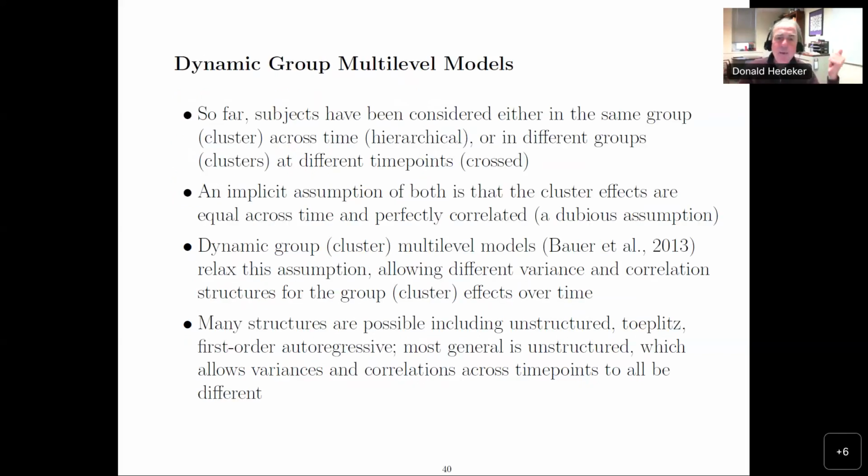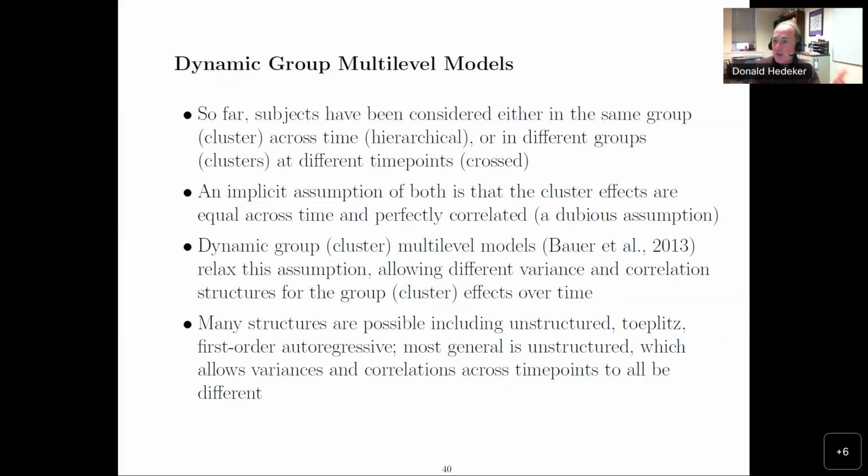Now, finally, in the time I have remaining, let's get to the dynamic group multi-level models. So far, subjects have been considered either in the same cluster across time, and here sometimes in the paper he used group instead of cluster. I'm here using cluster primarily, or in different clusters at different time points. Now, an implicit assumption in both of these cases is that the cluster effects are the same across time. So in that case, they're perfectly correlated.